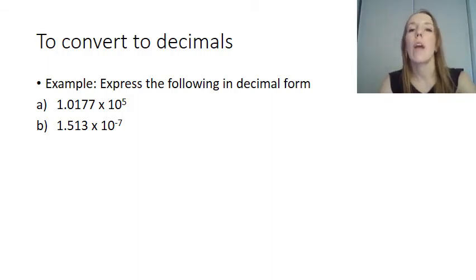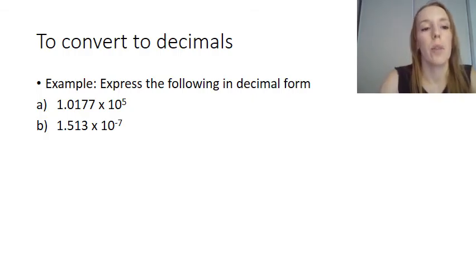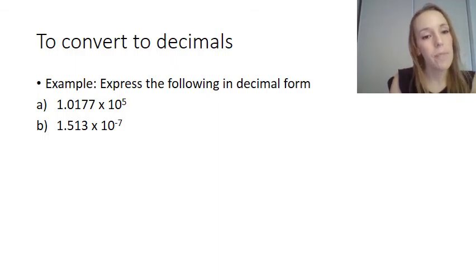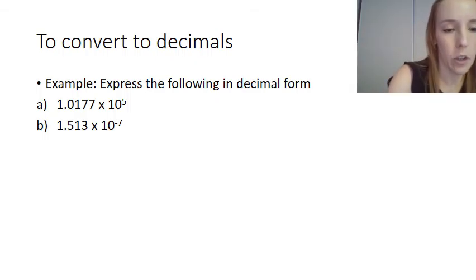Okay, so the next thing we're going to look at is converting scientific notation into decimal form. So we've got 1.0177 times 10 to the power of 5. What we know that means is we have to move our decimal place 5 places. And because it's a positive number, that means we have to move our decimal place to the right. So it will move 5 places to the right.